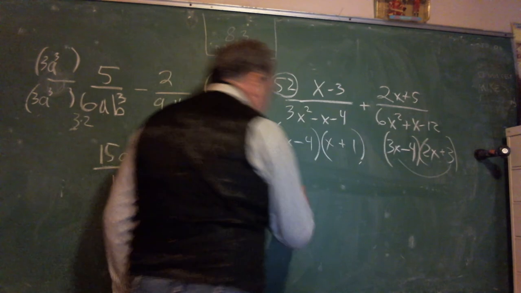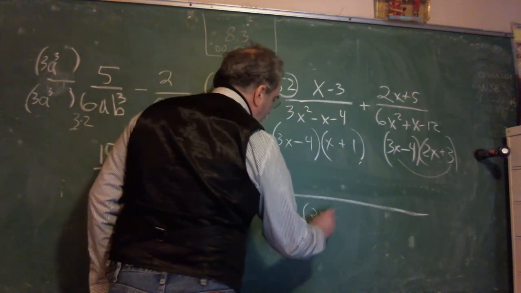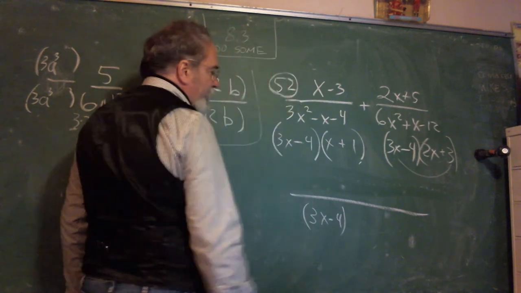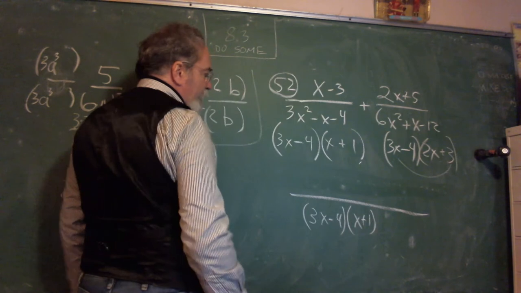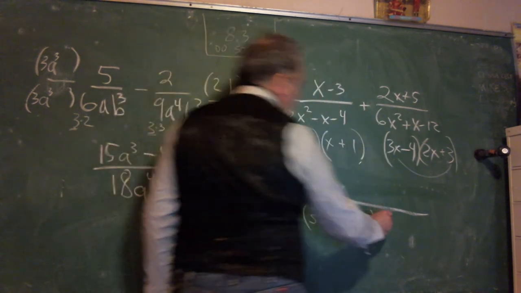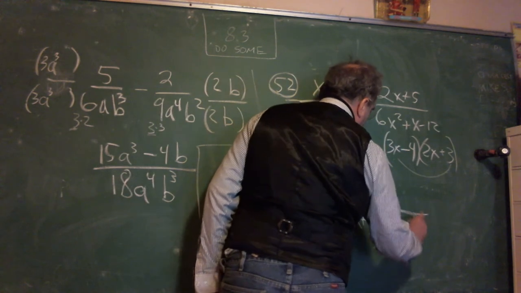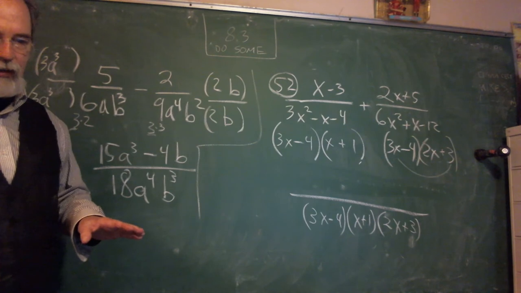And I hope this isn't so fast for you guys. My common denominator is a 3x minus 4, which they both have, and x plus 1, which the first fraction has, and then a 2x plus 3, which the second fraction has. That's the common denominator. That covers both denominators.